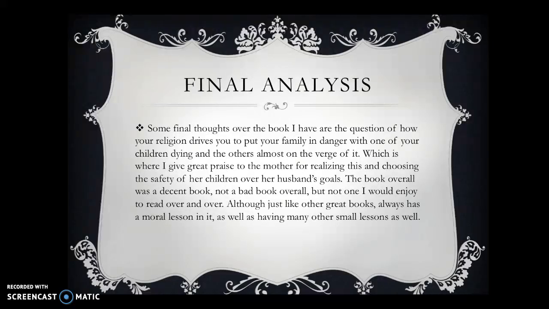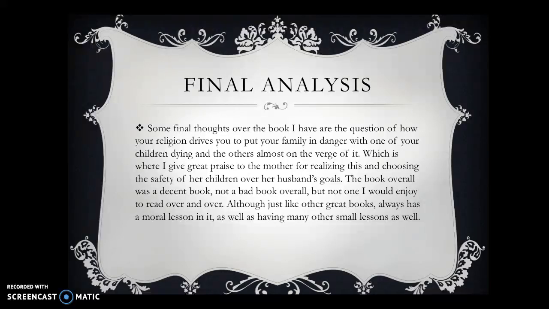My final analysis over this book is the question of how your religion drives you to put your family in danger with one of your children dying and the other almost on the verge of it. Like, how would you, being the father, allow that to happen, knowing you should protect your family above all costs? Which is where I give great praise to the mother for realizing this and choosing the safety of her children over her husband's goals.